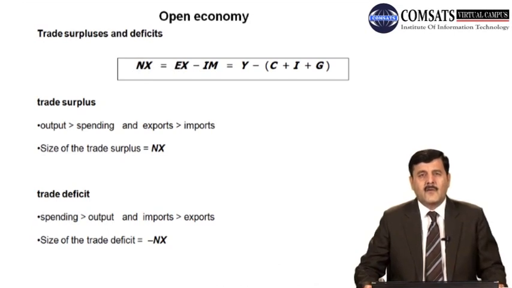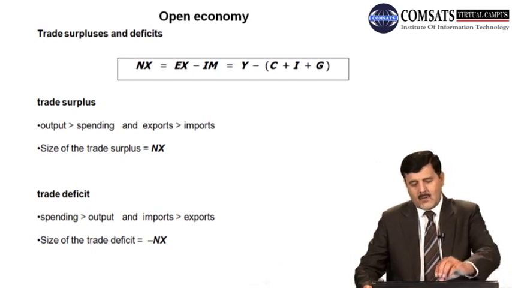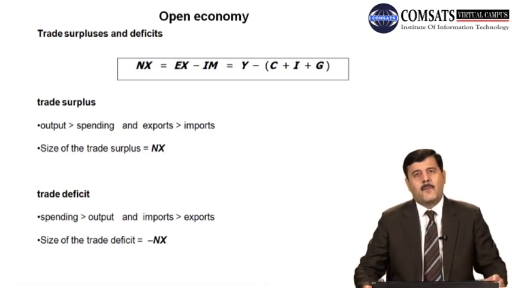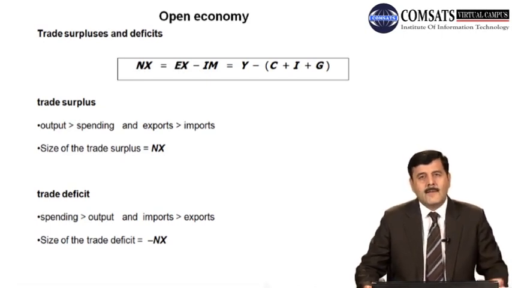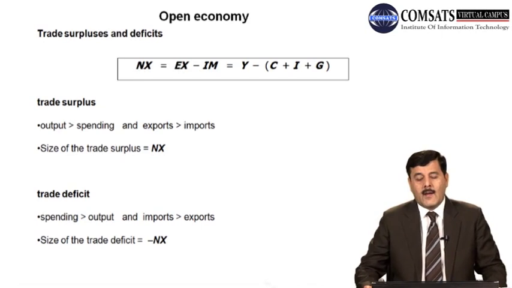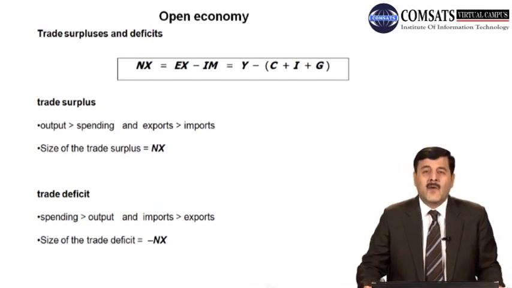Now there are three different possibilities to explain this equation. So if the country's trade is surplus, so what it means that this component, you export component, this is bigger than the imports component, right? EX is greater than IM. It means output is greater than spending, right? So when output is greater than spending, or EX is greater than IM, so the country's trade is in surplus, right?